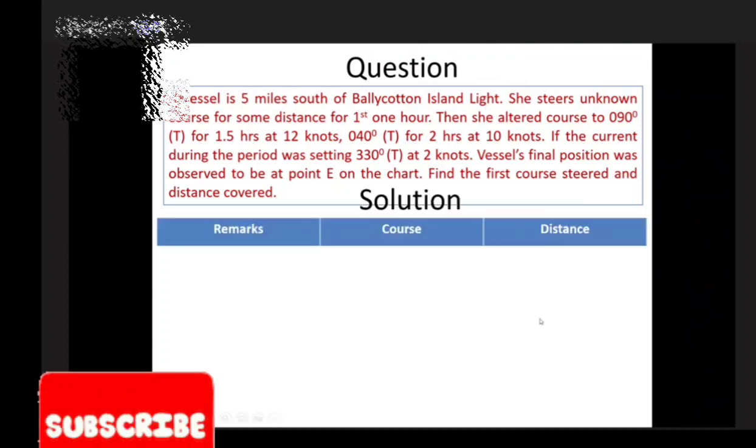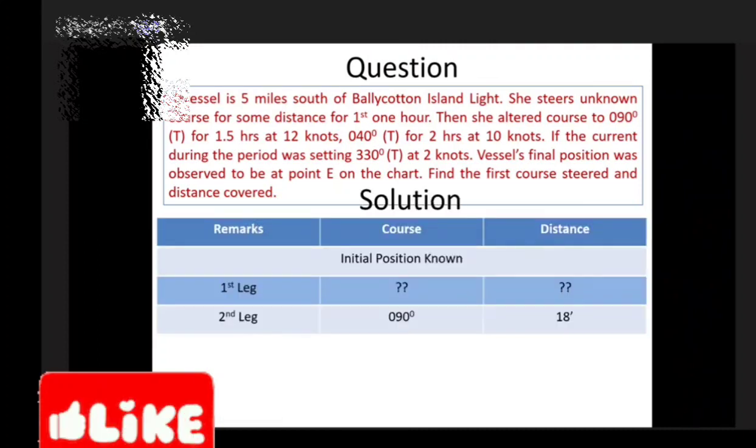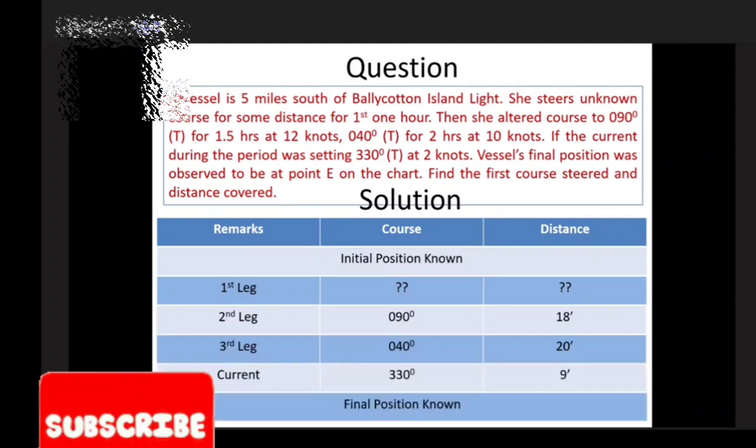So the thing is, you'll first make the table. See if you agree with the table. Final position is known, initial position is known, first leg is missing, other legs are known. In place of the first, I could have missed the second, in place of the second I could have missed the third, in place of the third I could have missed the current, and that's how the question can keep changing. Understood?